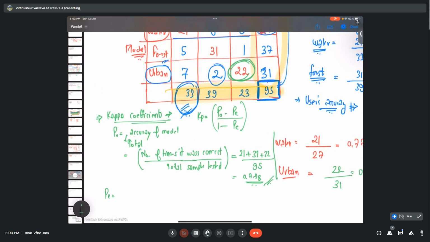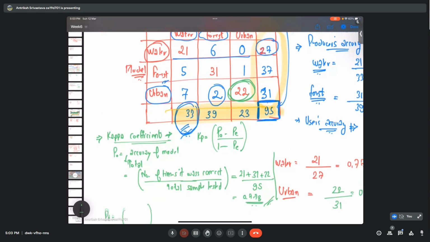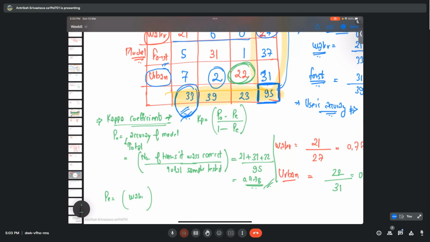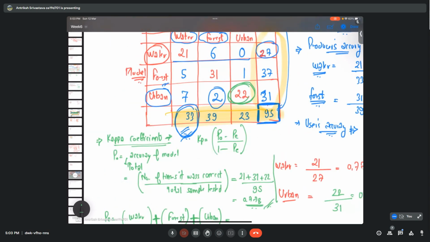PE is the sum of the probabilities: what is the accuracy when the model is saying that it is always water, plus what is the accuracy when the model is saying that it is always forest, plus what is the accuracy when the model is saying it is always urban. So by chance it is getting correct, in that case what is the probability? That is PE.